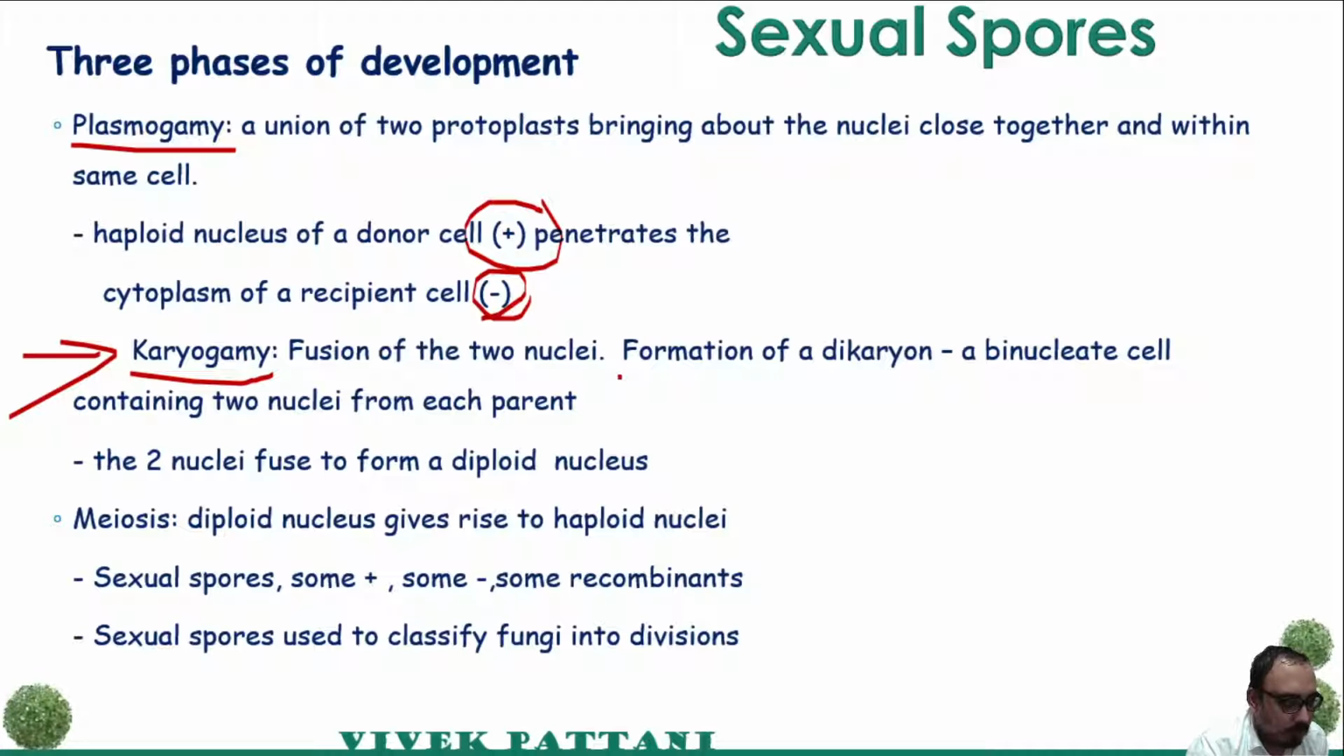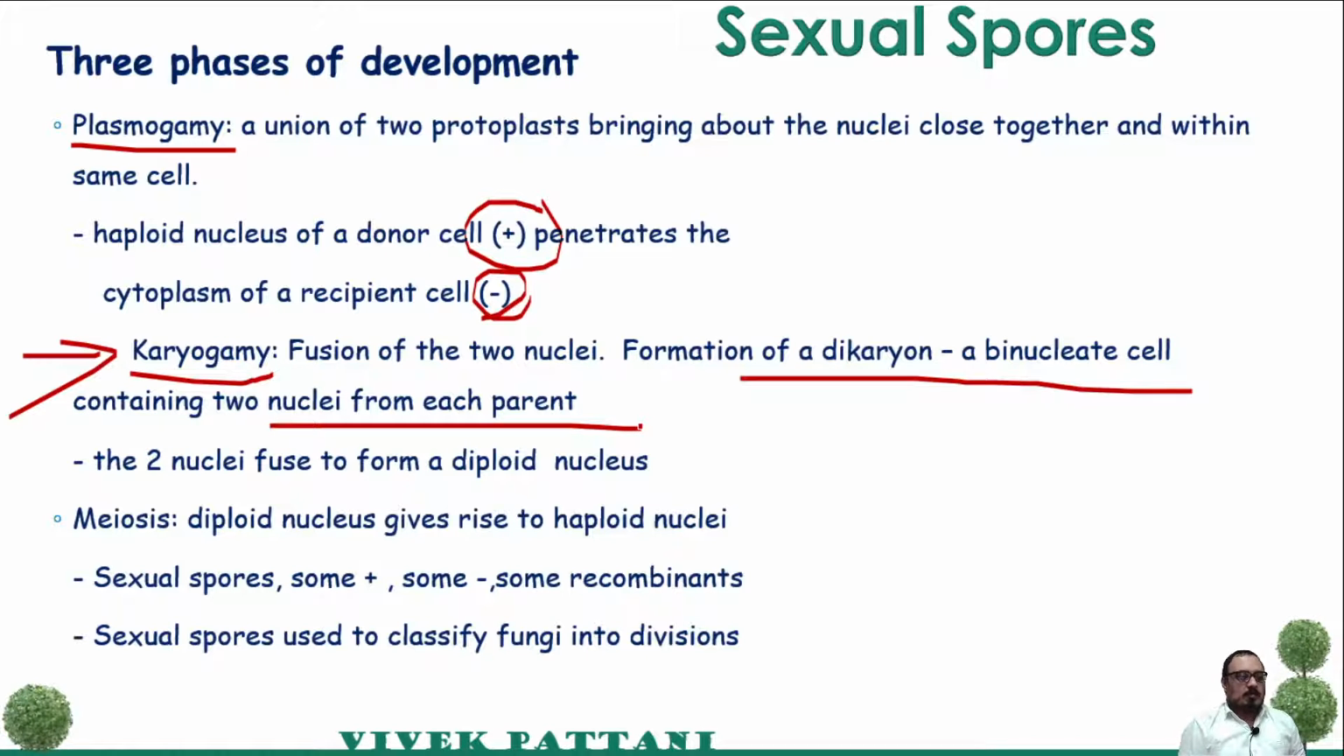Next comes karyogamy, in which the fusion of the two nuclei occurs, and a dikaryon forms, a binucleate cell containing two nuclei, one from each parent cell. The two nuclei then fuse to form a diploid nucleus.